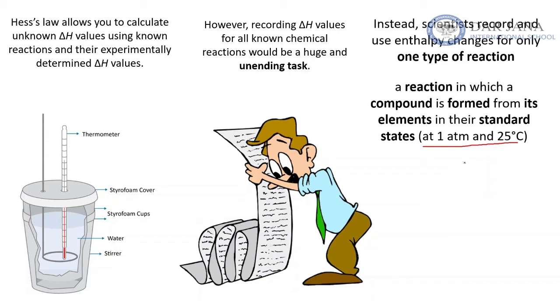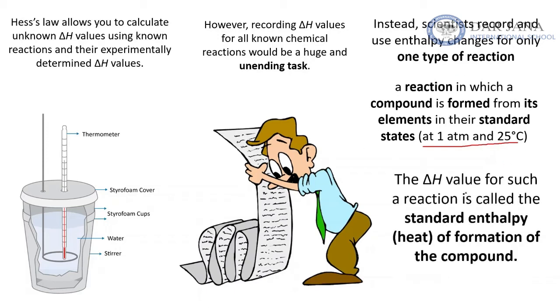For example, the standard state of iron at 1 atm and 25 degrees Celsius is solid. The standard state of oxygen is gas. The standard state of water is liquid. The standard state of bromine is a liquid, and so on. So a reaction in which the compound is formed from its elements in their standard states, and the delta H of such a reaction, is called the standard enthalpy of formation of the compound.